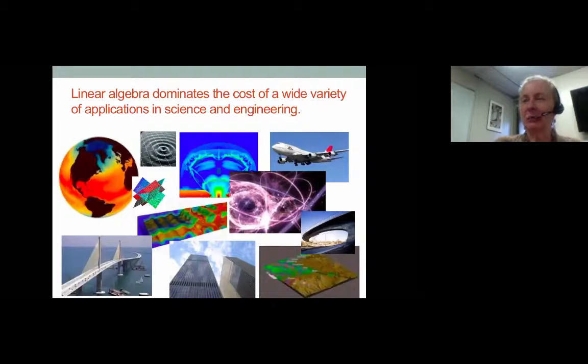So linear algebra turns out to be the dominant cost in a big variety of applications in science and engineering. It's behind almost everything in the building world. So if you're ever up in the very tippy top of a tall building on a super windy day, which I know you have in Australia, you'll feel the building swaying back and forth, and it's careful linear algebra calculations that ensure that the building doesn't fall down as a result of that.